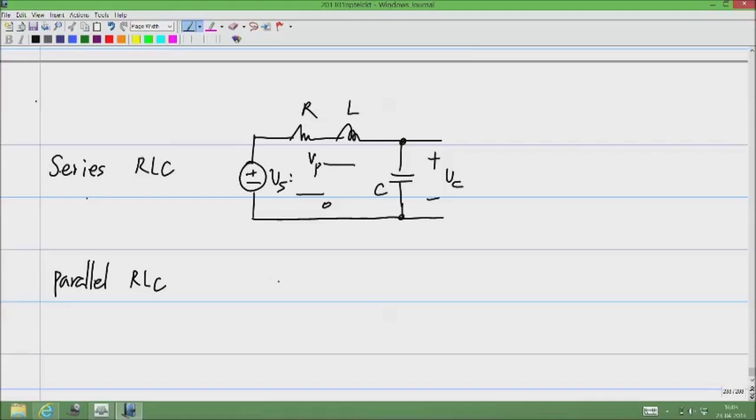Now, if I take a parallel RLC circuit, okay, let me close this and open it again. There is some problem.